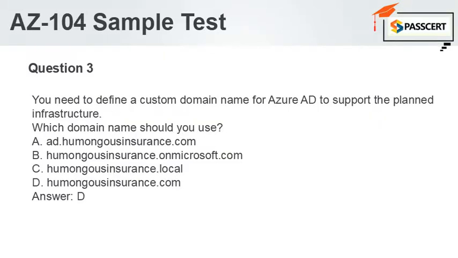Question 3. You need to define a custom domain name for Azure AD to support the planned infrastructure. Which domain name should you use? A. ad.humongousinsurance.com. B. humongousinsurance.onmicrosoft.com. C. humongousinsurance.local. D. humongousinsurance.com. Answer: D.